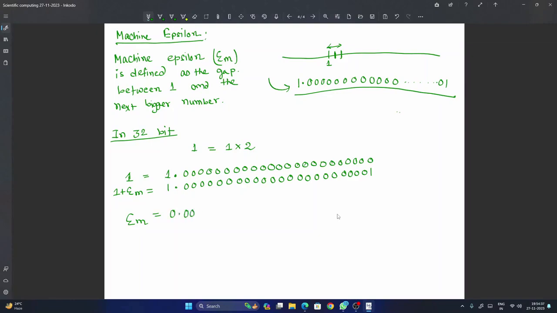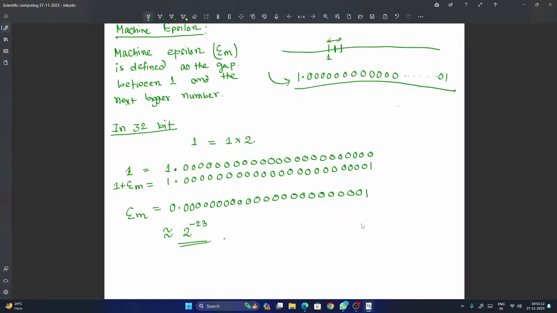You will get 0 point, 22 number of zeros, 3 4 5 6 7 8 9 10 11 12 13 14 15 16 17 18 19 20 21 22, and after that you will get 1 at position 23. So if you express it in exponent form, it will be 2 to the power minus 23. That is the number. So in 32-bit machines, your machine epsilon is 2 to the power minus 23.